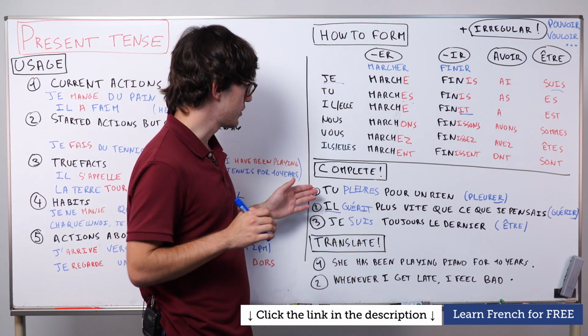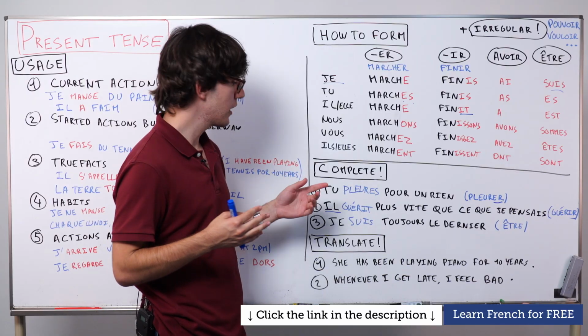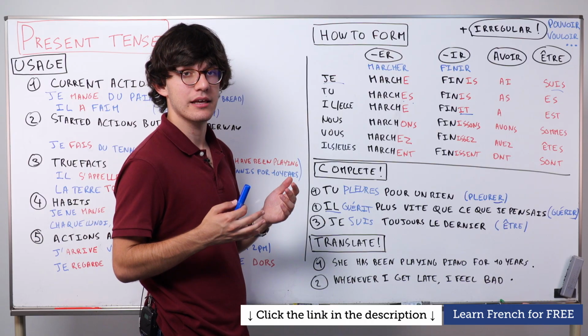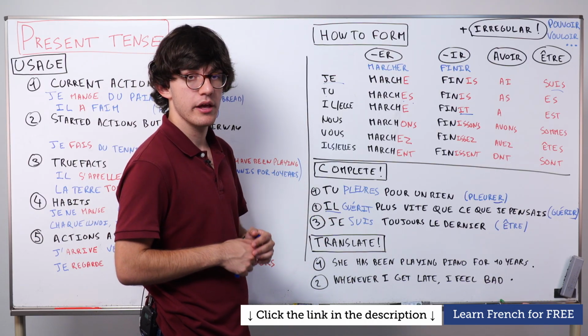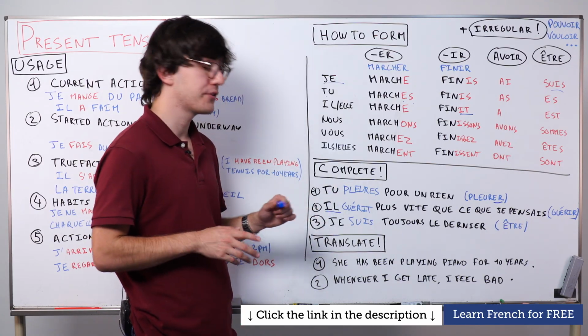So I'm going to repeat once again. Tu pleures pour un rien. You cry for nothing. Il guérit plus vite que ce que je pensais. He is healing faster than I was expecting. Je suis toujours le dernier. I'm always the last one. So this was the first exercise.